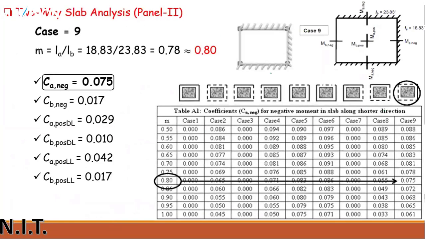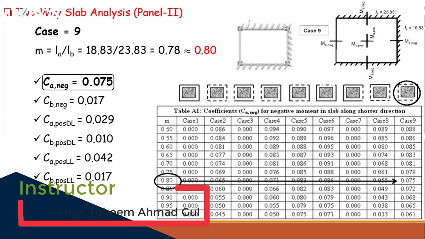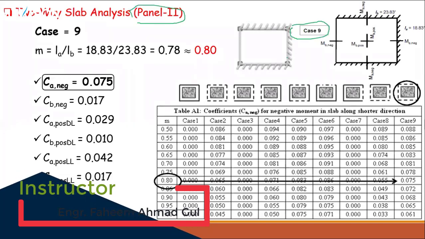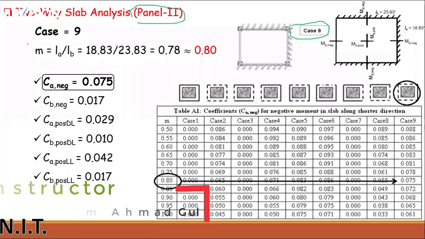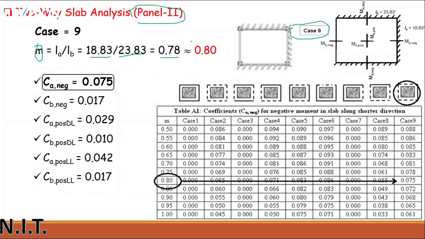So for panel 2, it is case number 9. Once you have decided this is case number 9, the M value can be calculated by the LA and LB dimensions, which are the same for all the panels: 18.83 divided by 23.83, which gives you the answer 0.78, approximately equal to 0.80. So we have selected 0.80.